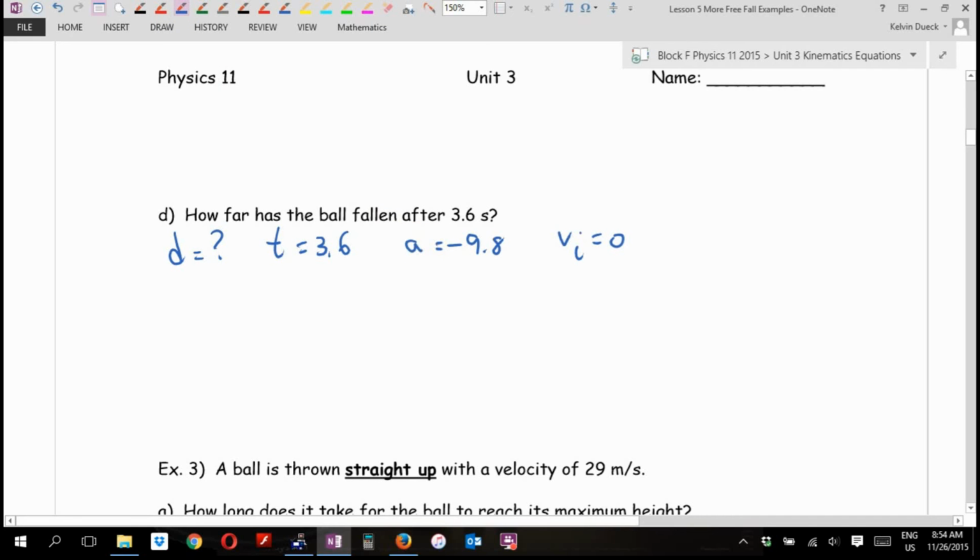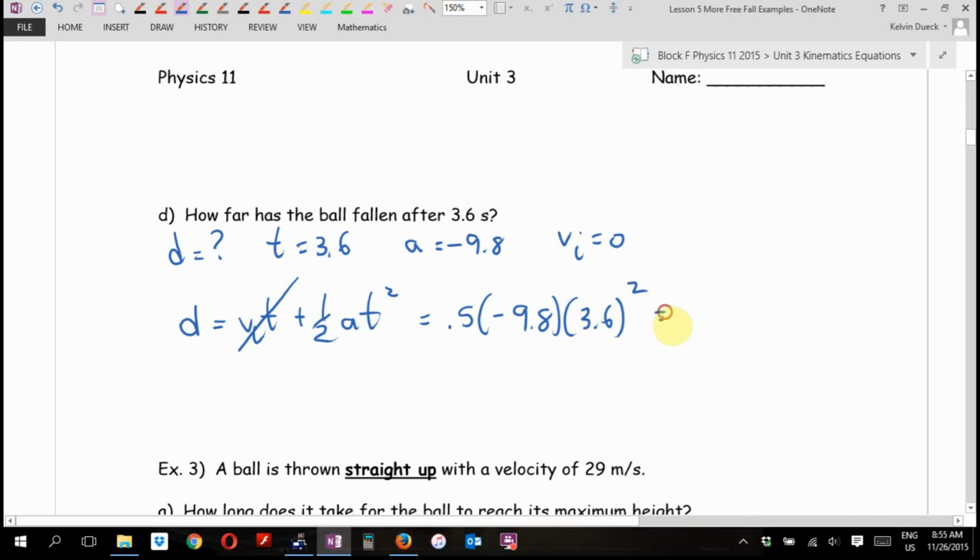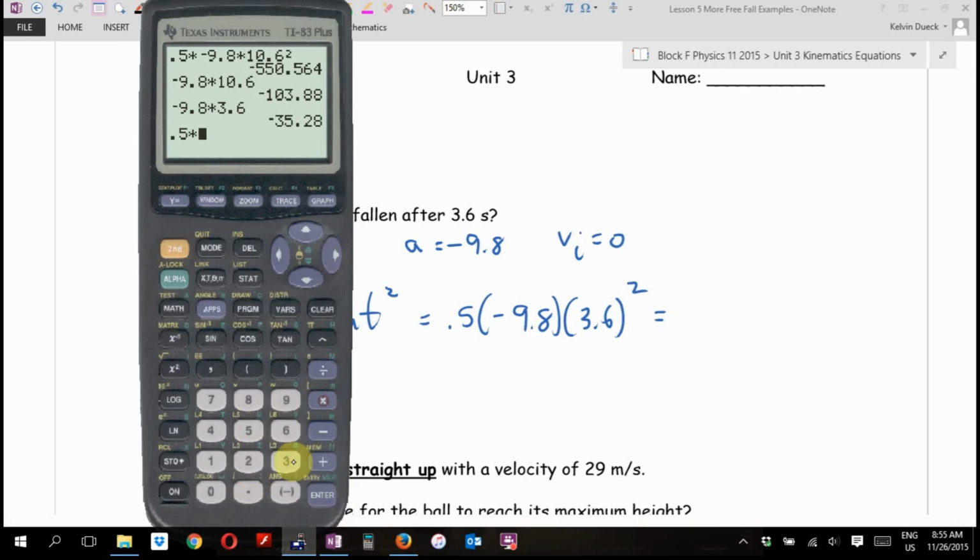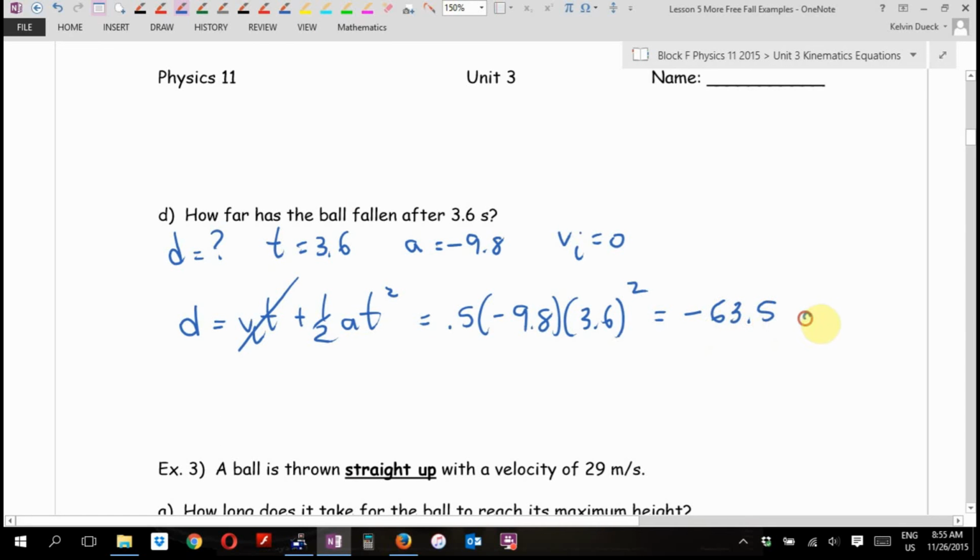That's an A. D equals VI, I think Courtney's equation, yeah? D equals VIT plus a half AT squared. Conveniently, VI is 0. So it's going to be 0.5, negative 9.8, 3.6 squared. Negative 63.5 meters. It's 63.5 meters below from where I dropped it. Or negative 63.5 meters.